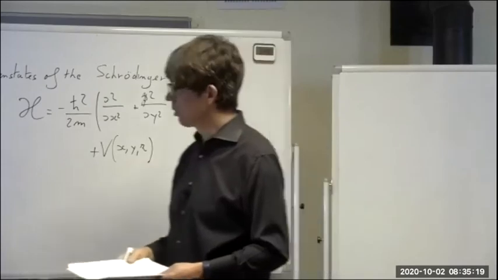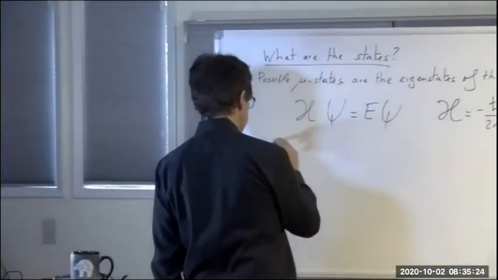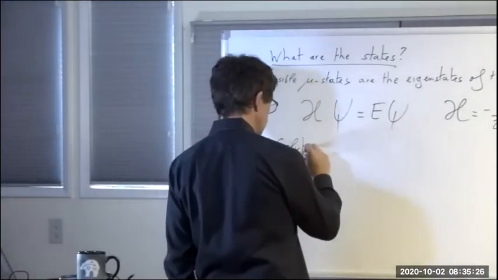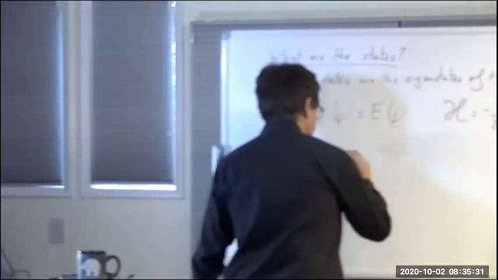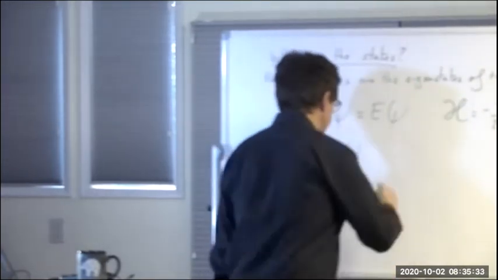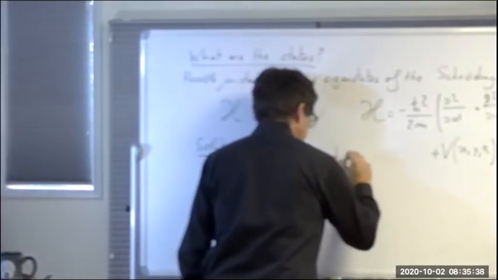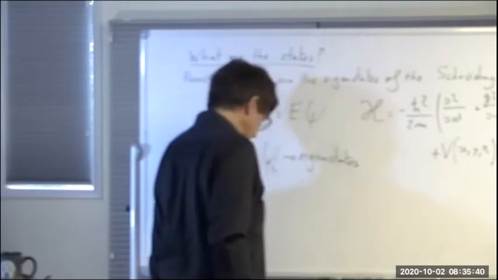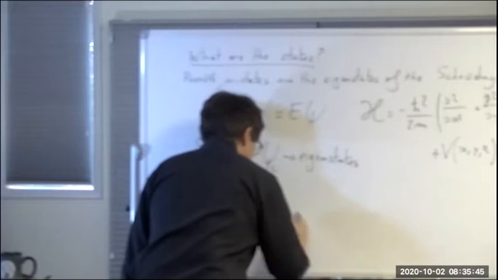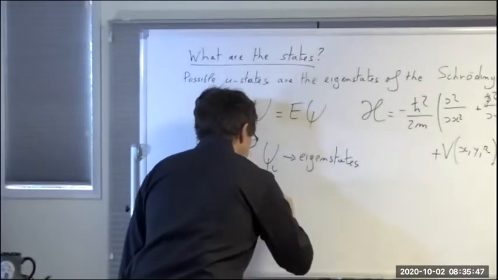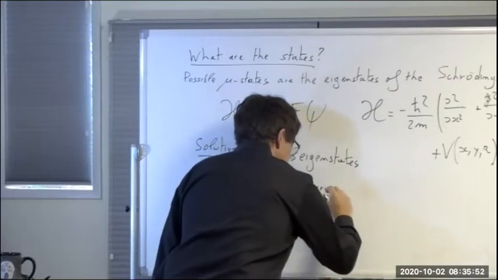So when you solve this, if you could, what do solutions give you? What do they look like? You would get a bunch of eigenstates, psi I. These are the states the system can be in. The eigenstates would have an energy, and that would be the energy of the system when it's in that state.